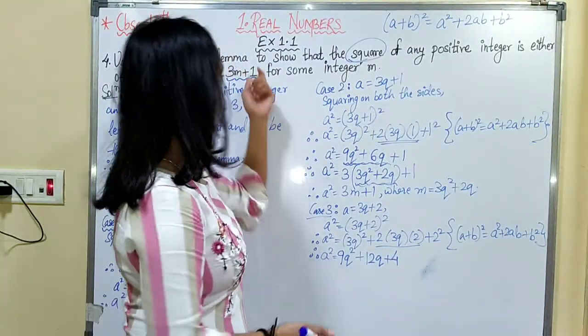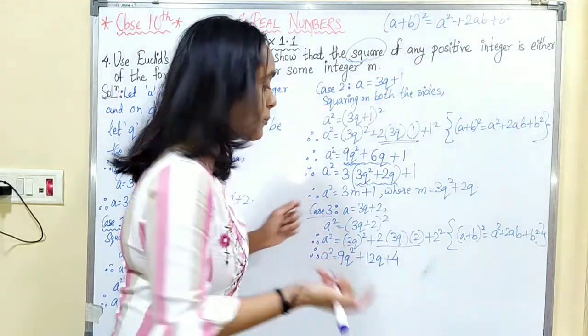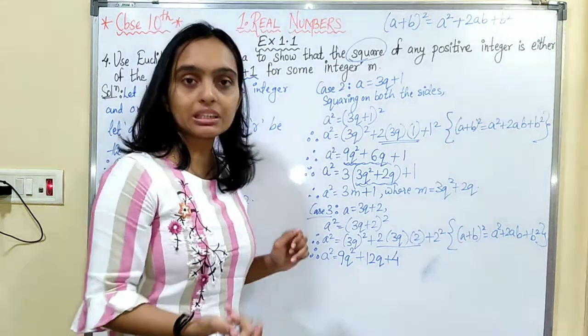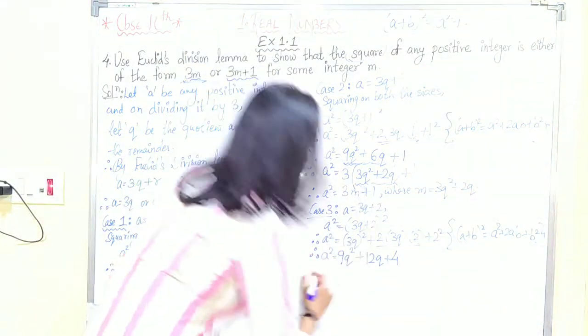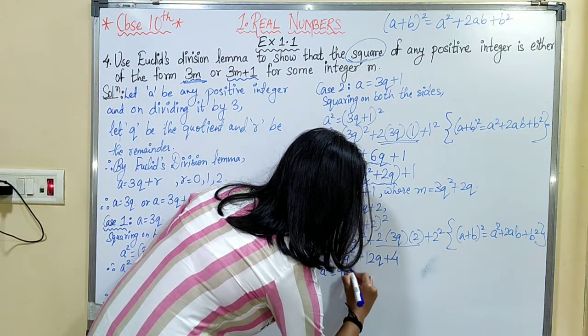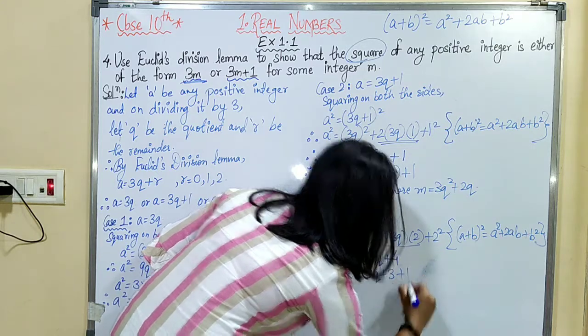So now we have to show 3m plus 1. So 4 is there, but 4 can be written as 3 plus 1. So here you will get a square equals 9q square plus 12q plus 3 plus 1.